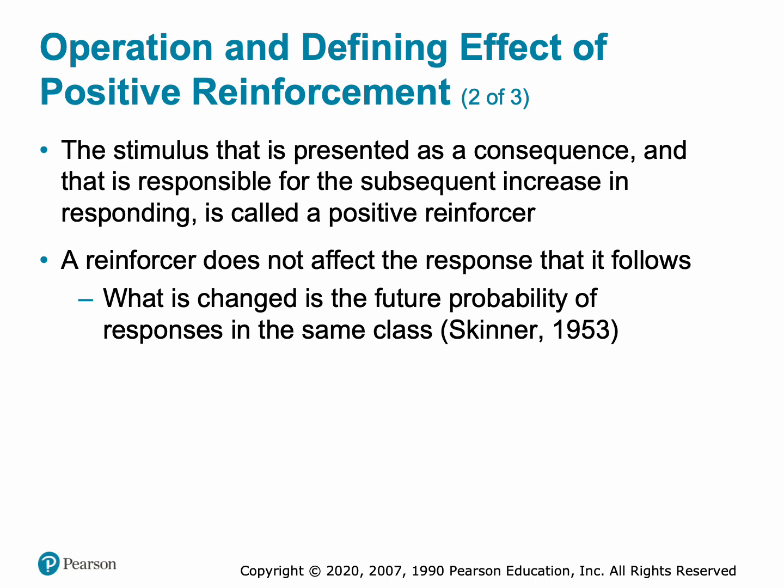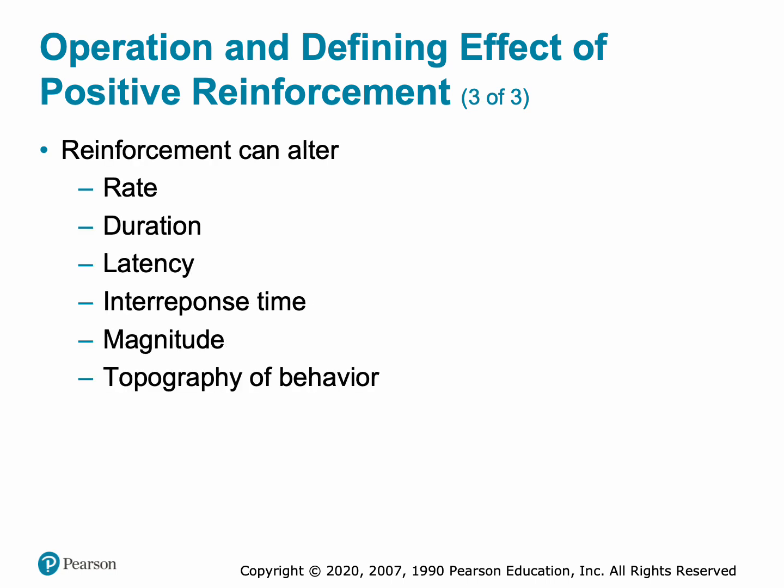And those two examples that I just gave you guys, those were stimuli that were added to the environment contingent on behavior that resulted in the increase in the future probability of that behavior. So those stimuli are referred to as positive reinforcers. And when I say that a reinforcer affects the future probability of a behavior, I'm talking about that behavior being altered in some dimension.